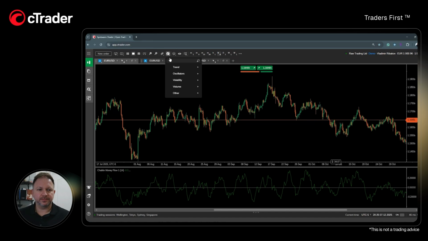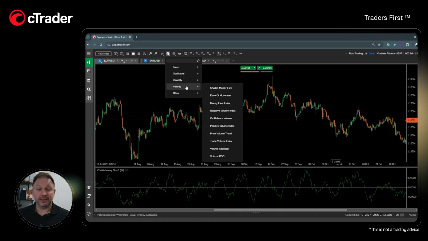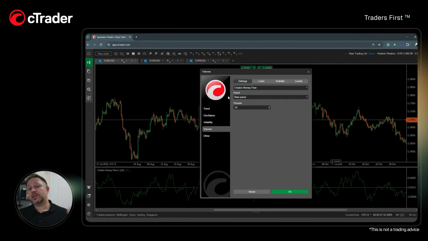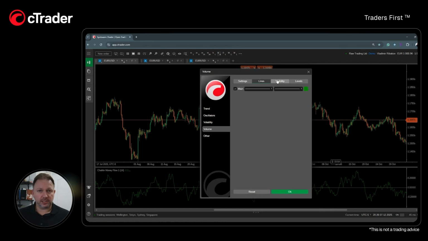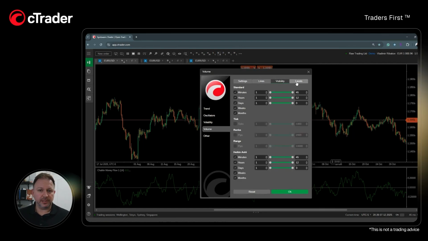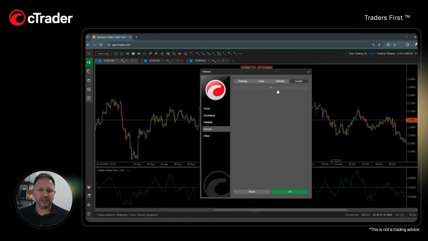First of all, where do you find the indicator? Indicator sections, volume, and the very first one on the list, Chaikin Money Flow, comes with a default of calculation over 14 periods. You can of course adjust that here, choose the style and the thickness of the lines, choose your visibility preferences, and add levels if you need.